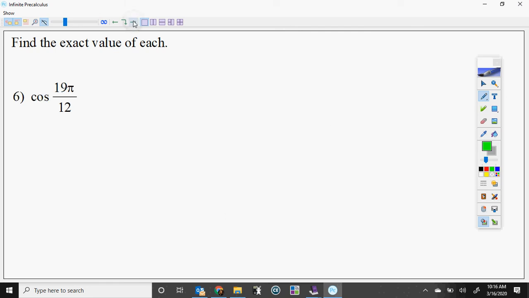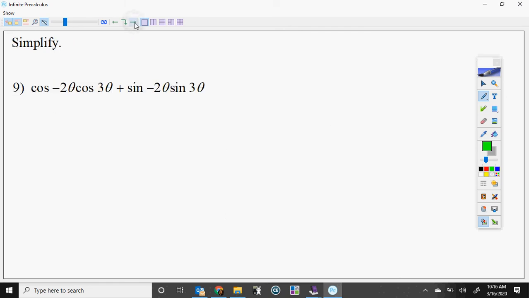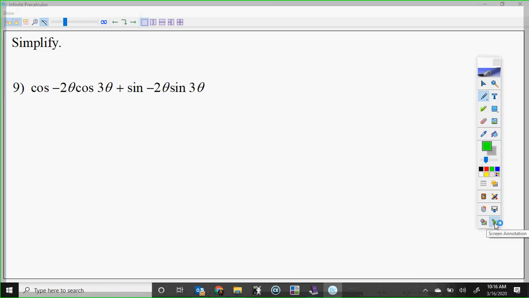We're going to skip ahead a little bit to number 9. On number 9, we need to figure out which identity this is. Is this the sine, the cosine, or the tangent? The dead giveaway on this one is that there are two cosines together and then two sines together. That means this one has to be the cosine one. For sine, I have sine, cosine, cosine, sine. And of course, tangent's a fraction. So that's how I know this one is cosine of something.